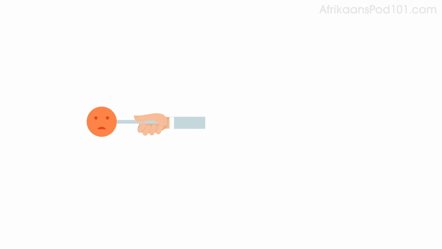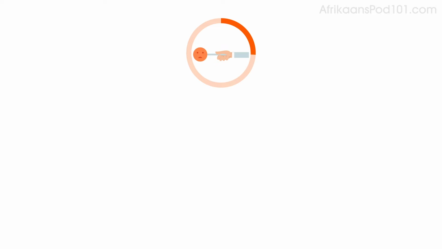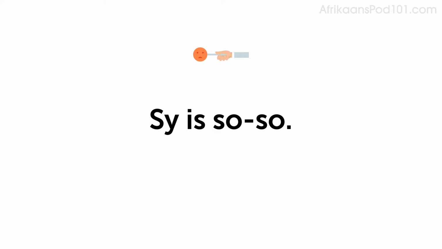Now imagine she's so-so. Do you remember how to say so-so? So. Say, "She's so-so." Sy is so. Now, answer the question saying she's so-so. Hoe is jou ma? Sy is so.